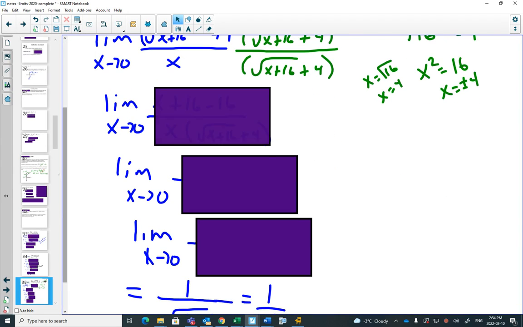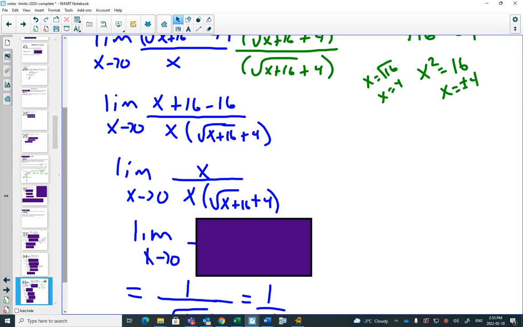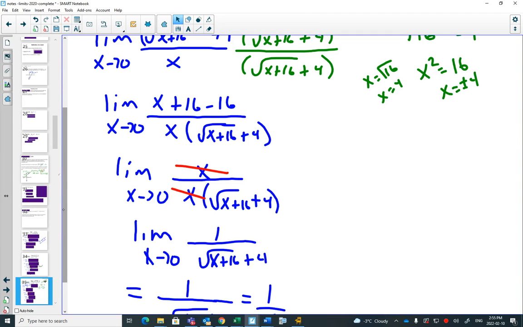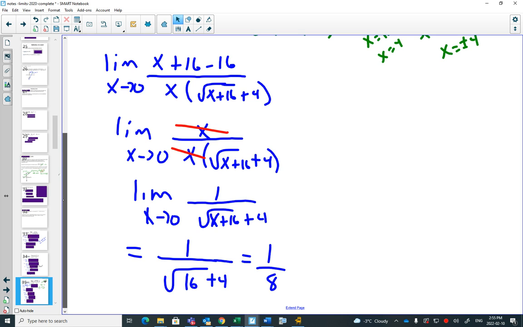Okay, let's check on this one. How did you do after rationalizing? Very nicely on the top, the 16s cancel. And we get to this stage which we wanted, where the value that was causing us a problem, the x, cancels out. That leaves us just with this, which you can plug in and get 1/8.